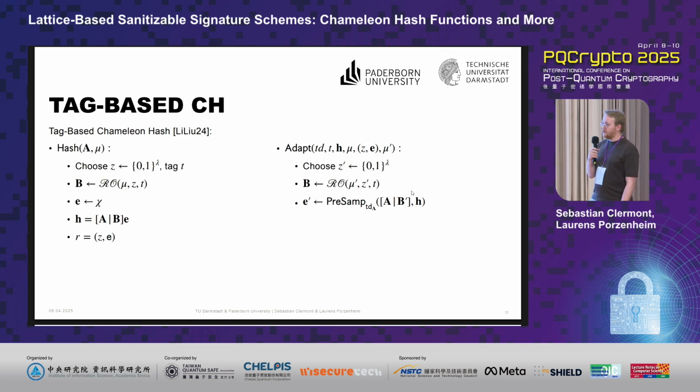Then for adapting, if you have a new message, you calculate a new B, and then again use the pre-sample algorithm. The good thing now is that since we have different Bs, we don't reveal this short lattice, this short basis, sorry. And therefore, they can show that this is actually collision resistant even when the adversary sees collisions.